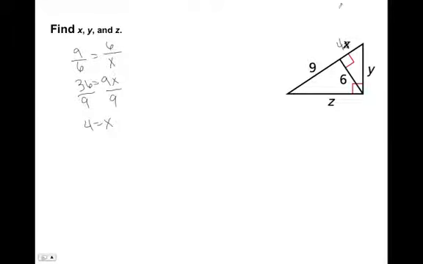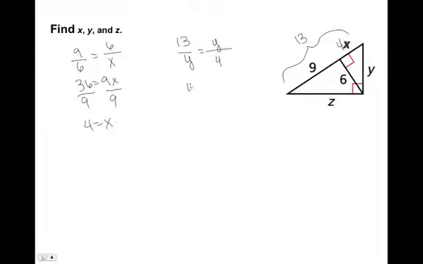This gives us a lot of information. This gives us the entire hypotenuse, which is 13 units, and it can also help us find y. So you notice y is the leg of a right triangle, which we know that the leg is the geometric mean of the entire hypotenuse and the adjacent leg.